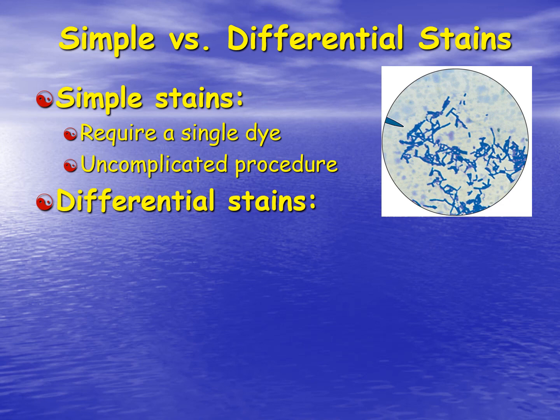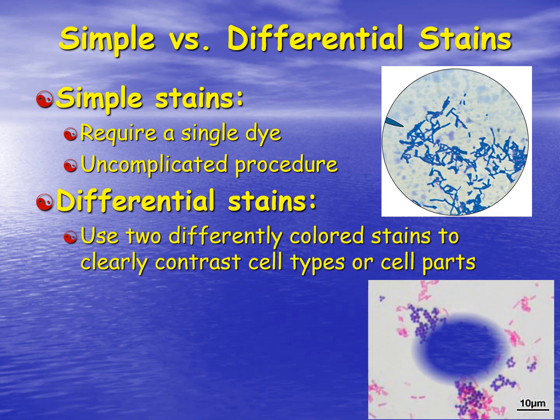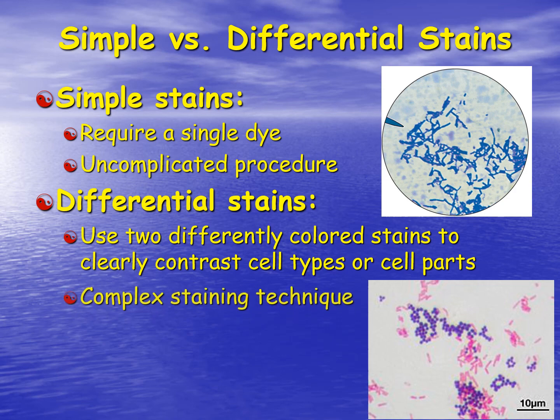Differential stains or complex stains have two different colored stains, usually one basic and one acidic, that clearly contrast cell types or cell parts. And so complex staining techniques have a primary stain, which is the first stain applied, and a secondary or counterstain that will be used.